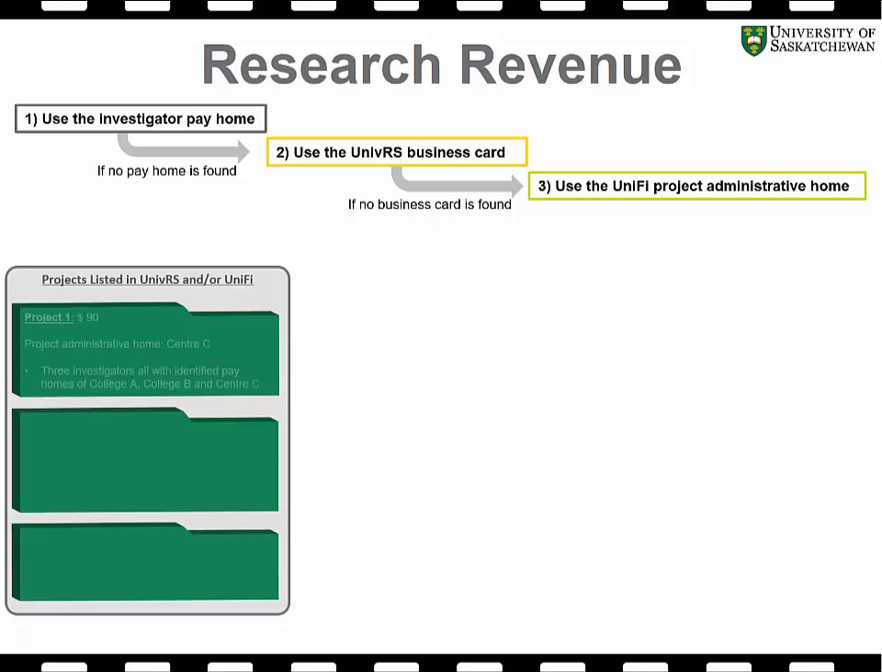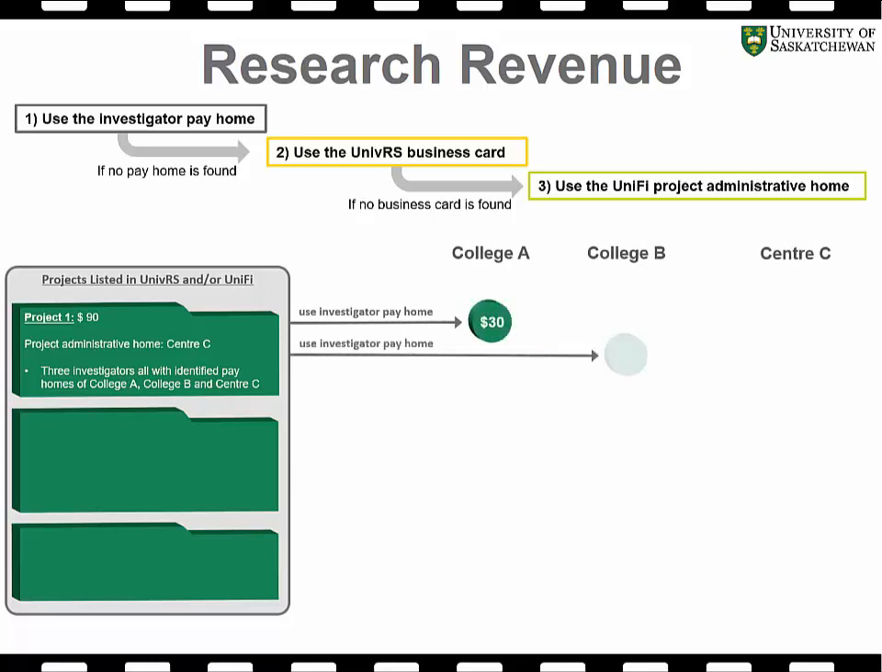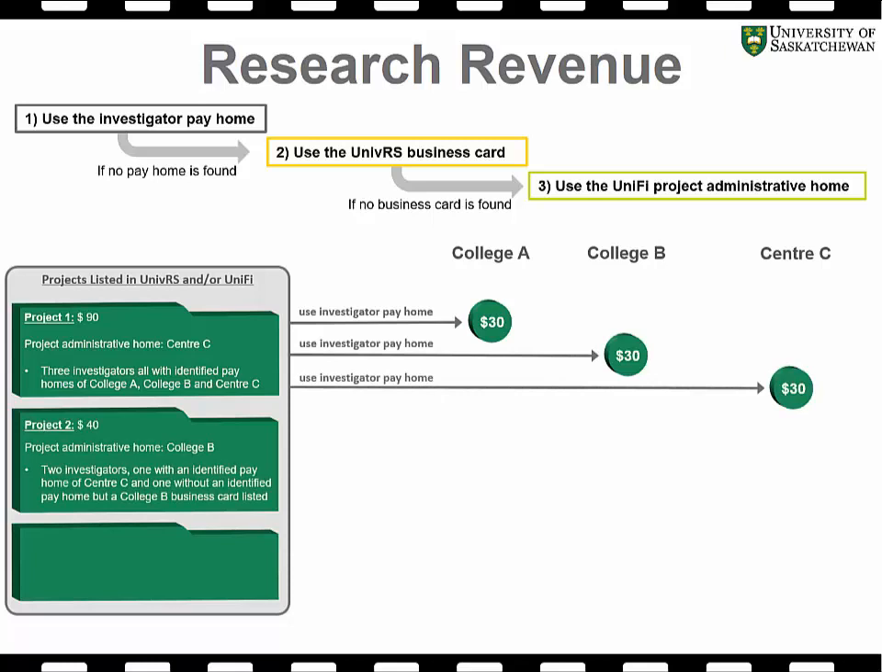Here are 3 examples to further demonstrate the allocation process. Consider Project 1 with a value of $90. This project has 3 investigators, all with identified pay homes, so $30 is allocated to College A, College B, and Center C. Project 2 has a value of $40, and 2 investigators are listed, one with an identified pay home and one without a pay home but a listed business card. Here, $20 is allocated to Center C and $20 to College B.